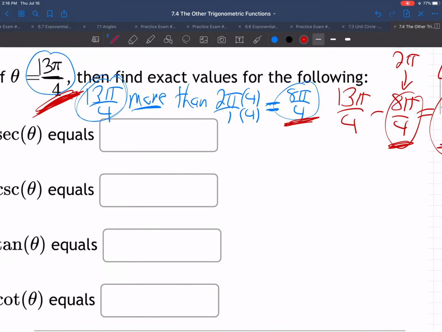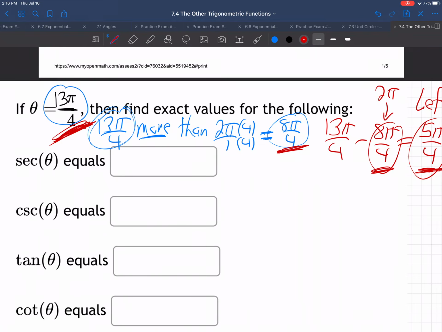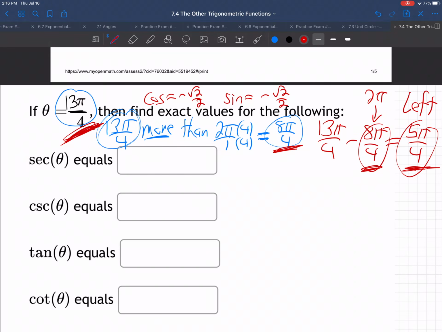They're both negative root 2 over 2. So therefore, the cosine is negative root 2 over 2, and the sine also is negative root 2 over 2 at 5 pi over 4, which is the same as 13 pi over 4. So the secant, let's answer the question now.